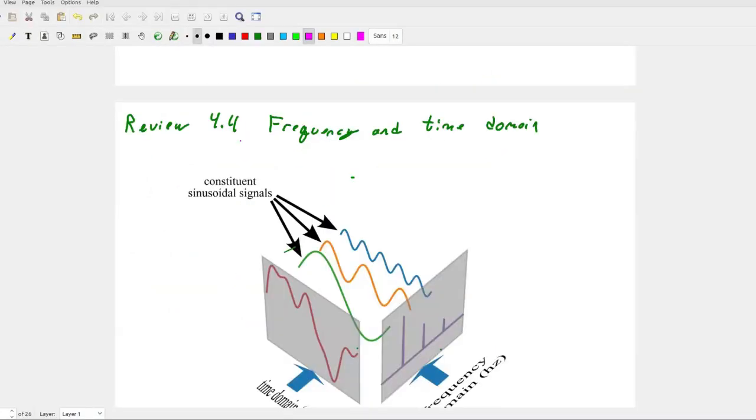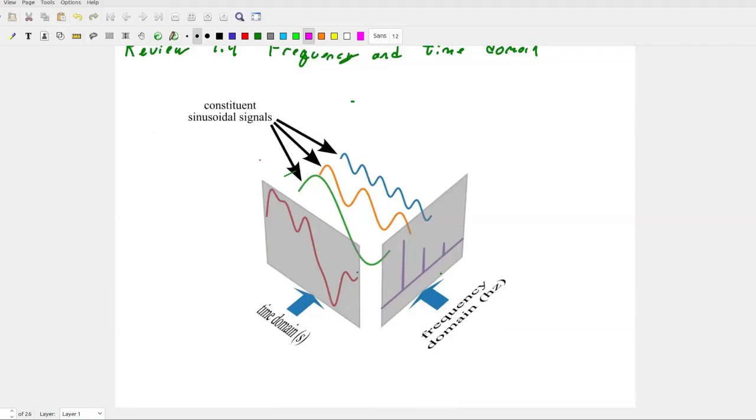Review 4.4, frequency and time domain. Up until this point, we've only talked about things in the time domain, which you can kind of get from this perspective. I have a signal here in red, and I am moving up and down and rotating that signal around. And maybe that's described as x of t. So that gives me my time domain. We all live in the time domain.